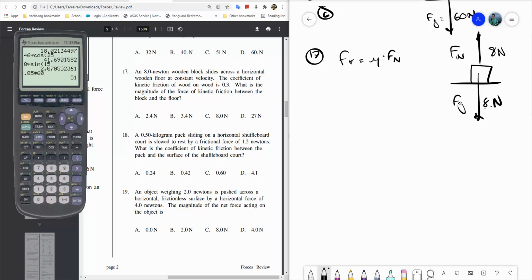They're all little pieces of information they give you. Horizontal wooden floor, right? So it's pretty level. There's no incline here for a reason. Now, the coefficient of friction is 0.3. The normal force is 8 newtons, and this is not one that requires a calculator. The frictional force is 2.4 newtons. A.